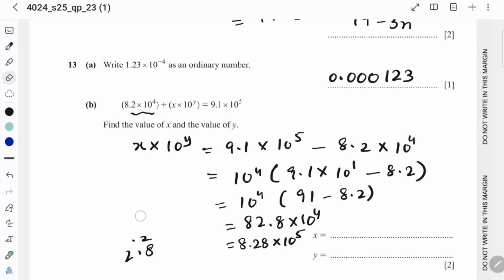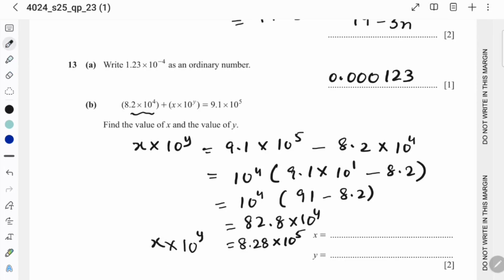Now just look and compare. This is x times 10 to the power y. So x is equal to 8.28, and y is 5.